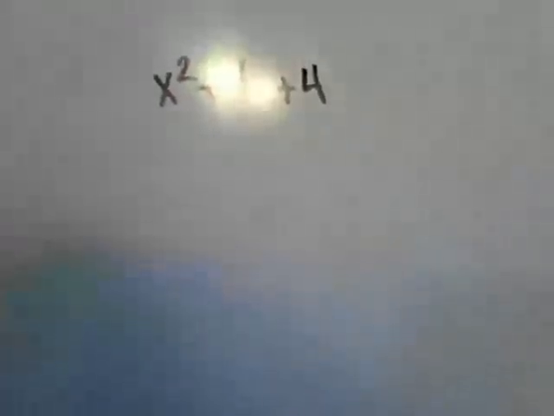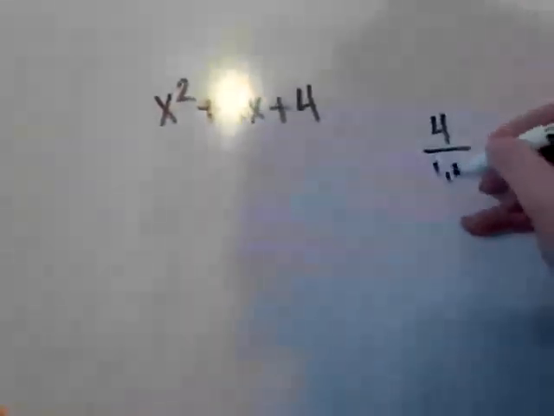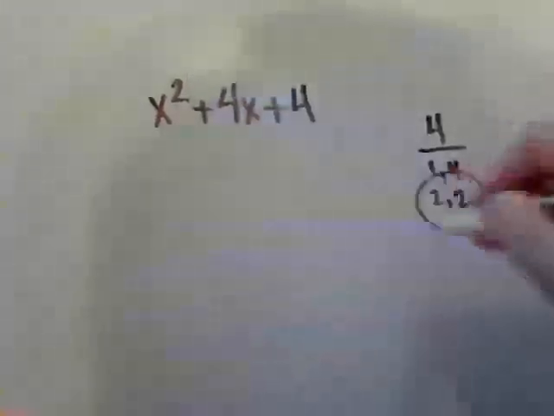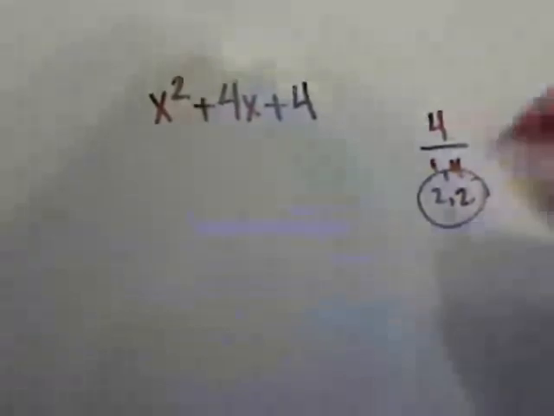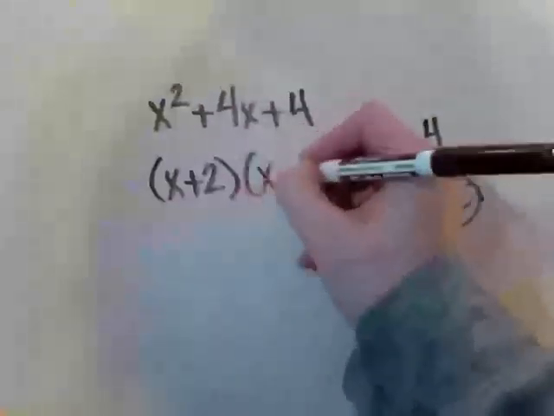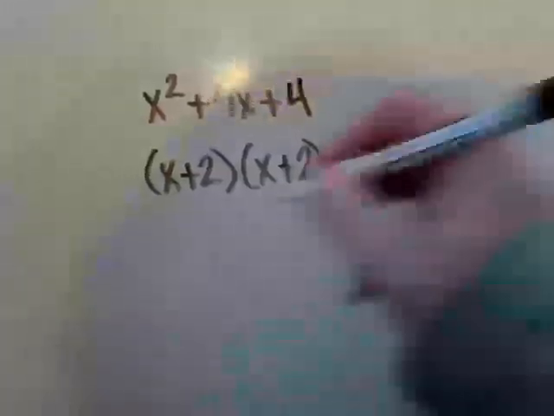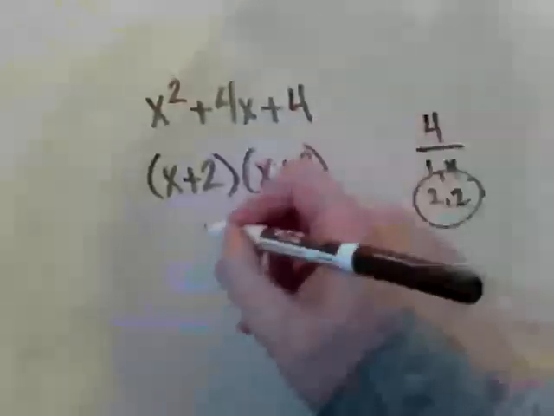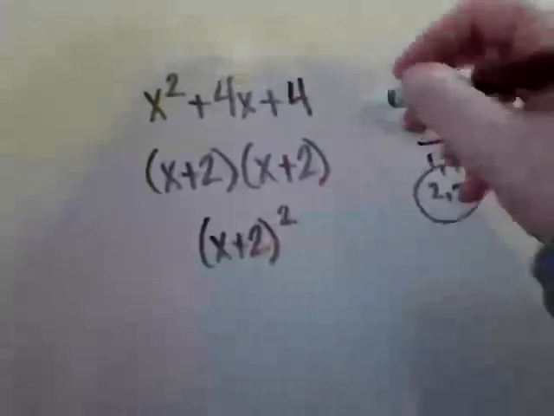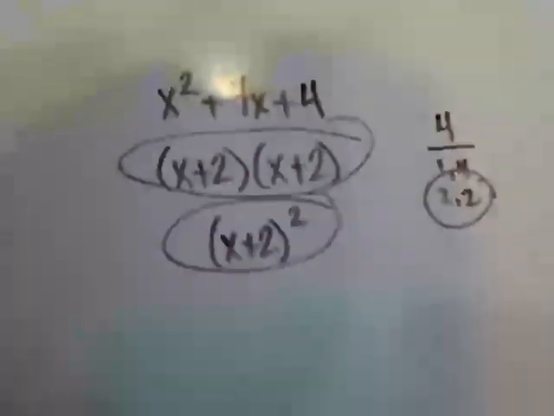Now that it's x squared plus 4x plus 4, when I start looking for my factors of 4, I've got 1 and 4, I've got 2 and 2. The ones that will combine to give me a positive 4 are 2 and 2. So that means I'm going to have x plus 2 times x plus 2. Well, if it's x plus 2 times itself, we can also write that as x plus 2 squared. Either one of these would be fine, but that's why we call it a perfect square.